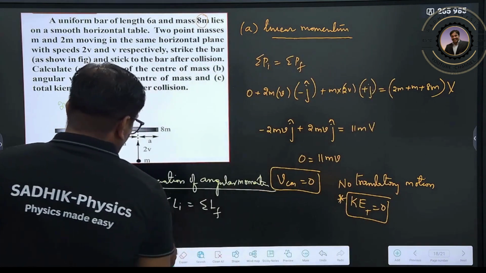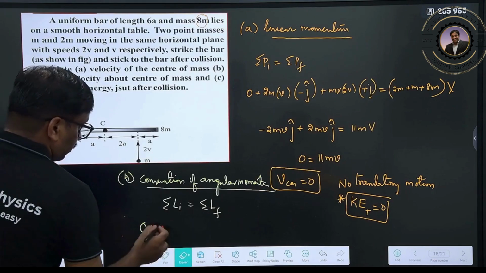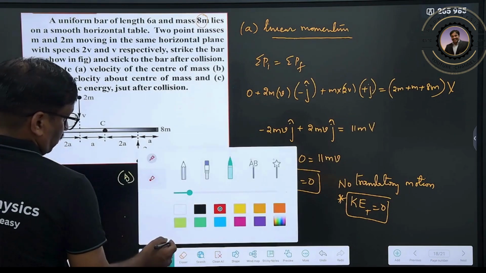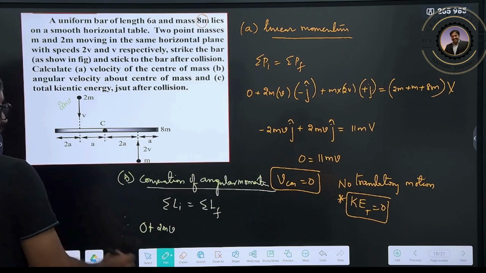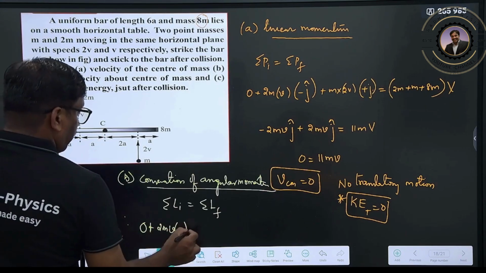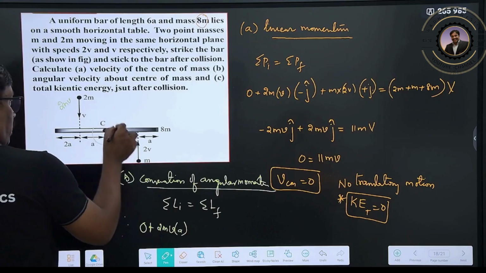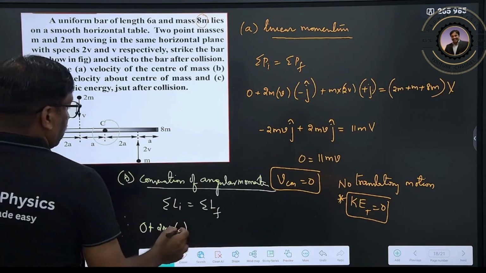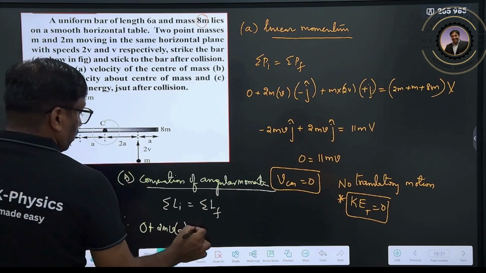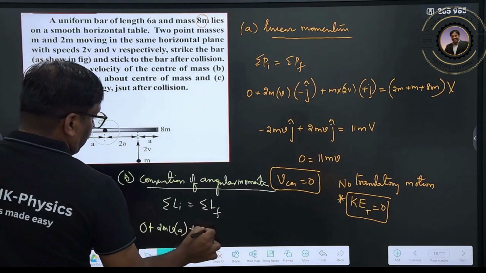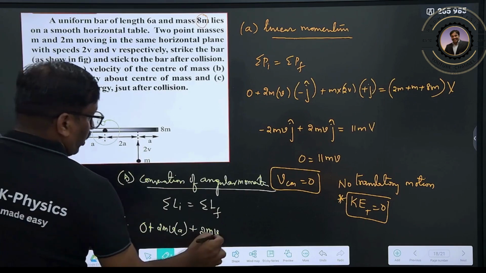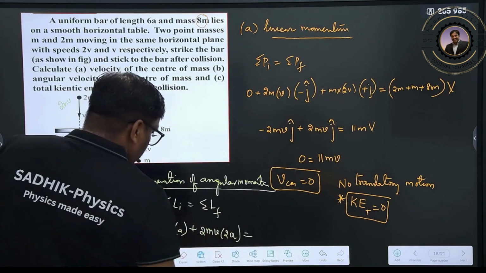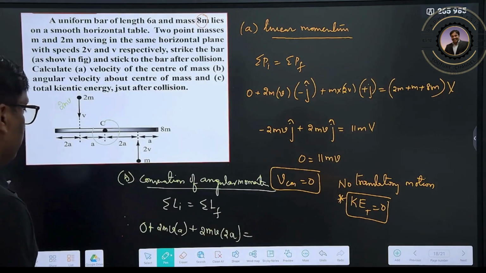So here, 2mv into the perpendicular distance, which is a. This makes the rod rotate anti-clockwise. Clear? And this other one also makes it rotate the same way. Plus this is m into 2m, so 2mv, and the perpendicular distance is 2a. Clear? So it will be rotating.